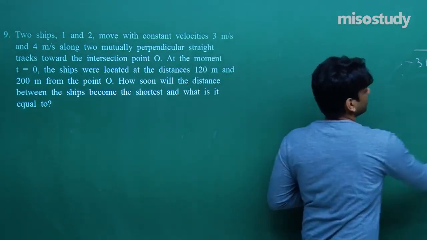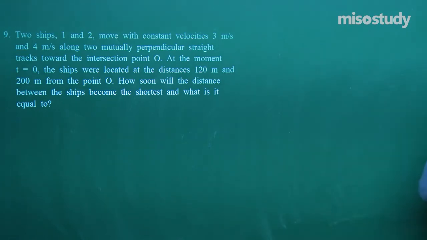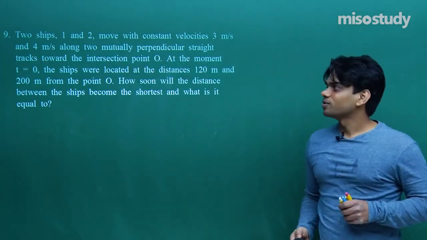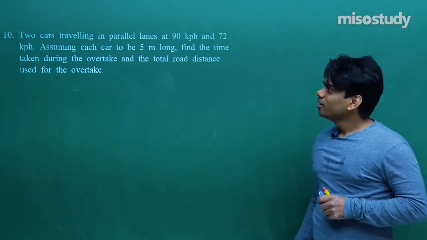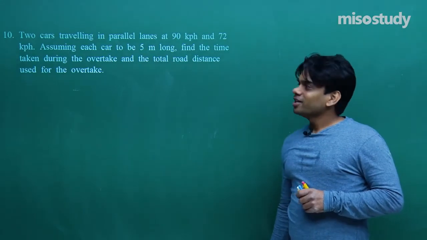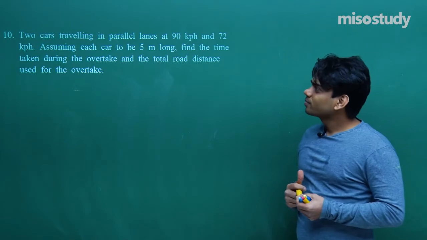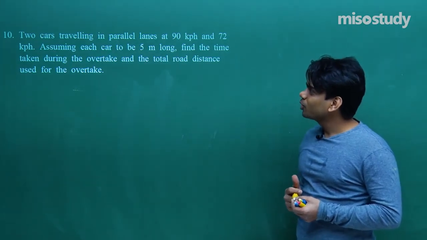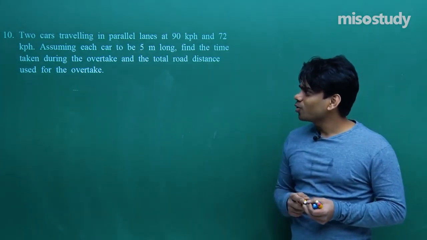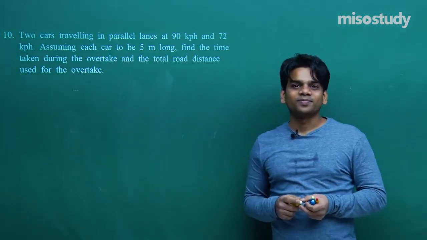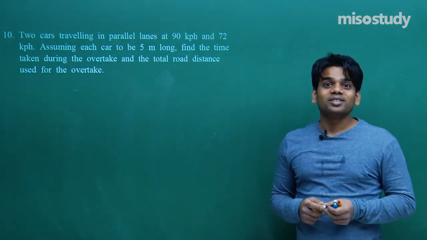And let us complete this exercise, and I hope that this would be a learning experience for you all to solve such kind of JEE Main related problems. 10th one, sorry. Two cars traveling in parallel lines at 90 km per hour and 72 km per hour. Assuming each car to be 5 meter long, find the time taken during the overtake and the total road distance used for the overtake. We need to find out time taken during the overtake.